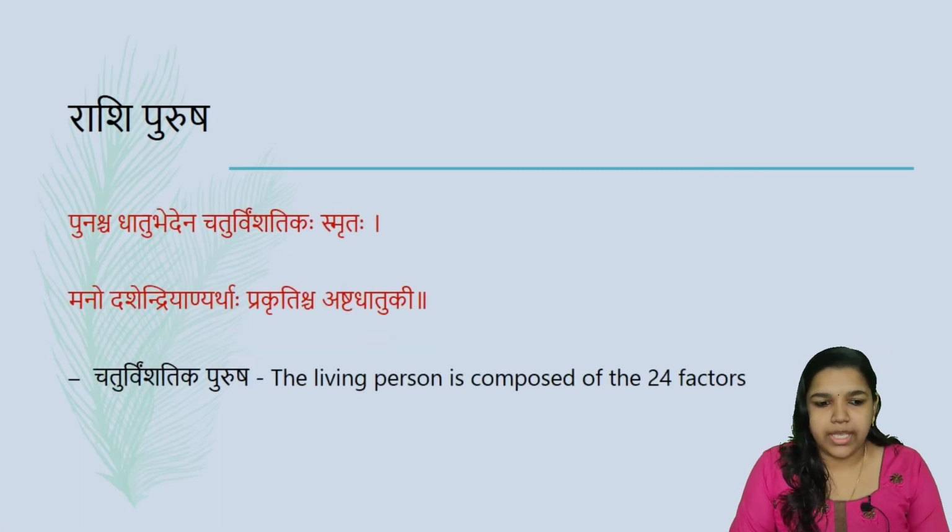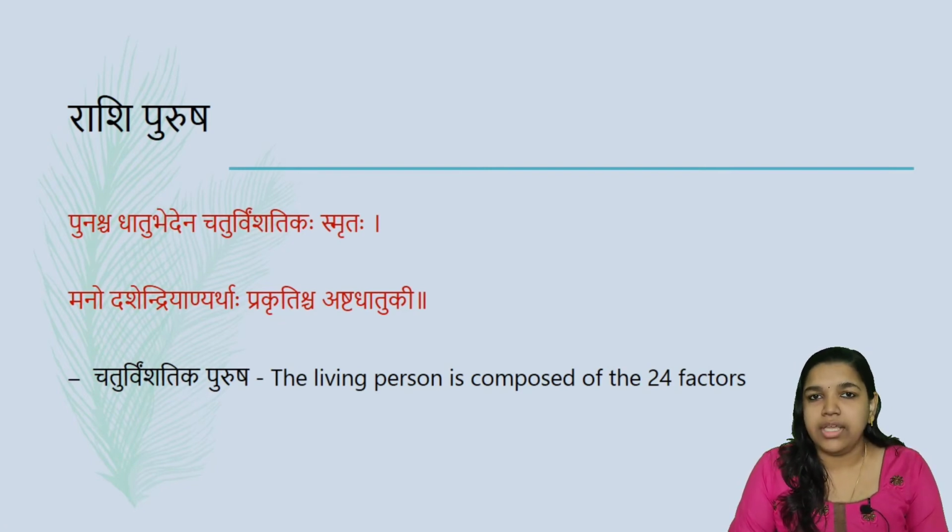पुनश्च धातुभेदेन चतुर्विंशतिकः स्मृतः मनो दशेन्द्रियाणि अर्थाः प्रकृतिश्च अष्टधातुकी. So this purusha is called Chaturvimshatika Purusha because of the composition of 24 factors.